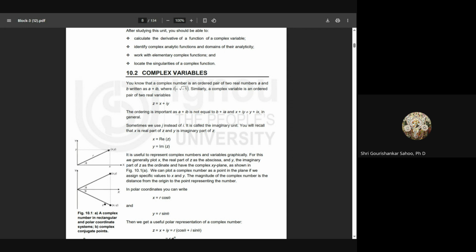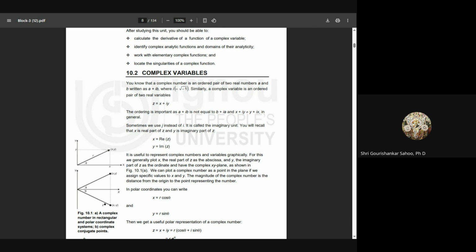And on the left hand side you can see a complex number in an Argand plane, in rectangular or polar coordinates. Here it is in an Argand system, where your x comma y can be written with the y axis as the imaginary axis and the x axis as the real axis. So x is equal to real of z and y is equal to imaginary of z. And similarly in polar coordinates, if you extend an angle theta, then you can write x is equal to r cos theta and y is equal to r sin theta. So it is in Argand plane.